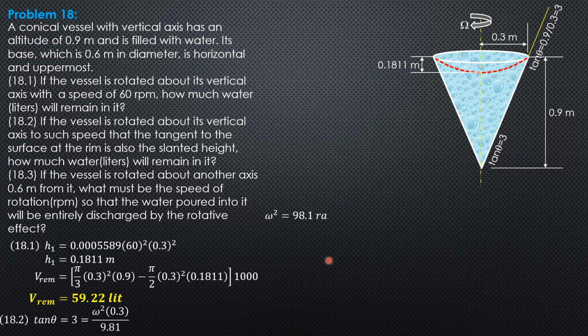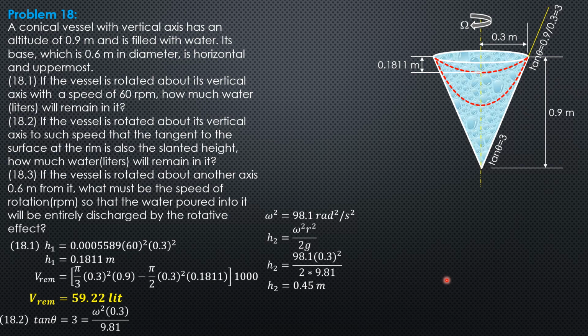So omega squared is 98.1 radians squared per second squared. The formula for height of paraboloid is omega squared r squared over 2g, and we substitute the value of omega squared. So h2 is 98.1 times 0.3 squared over 2 times 9.81. So the height h2 is equal to 0.45 meter, which is half of 0.9.